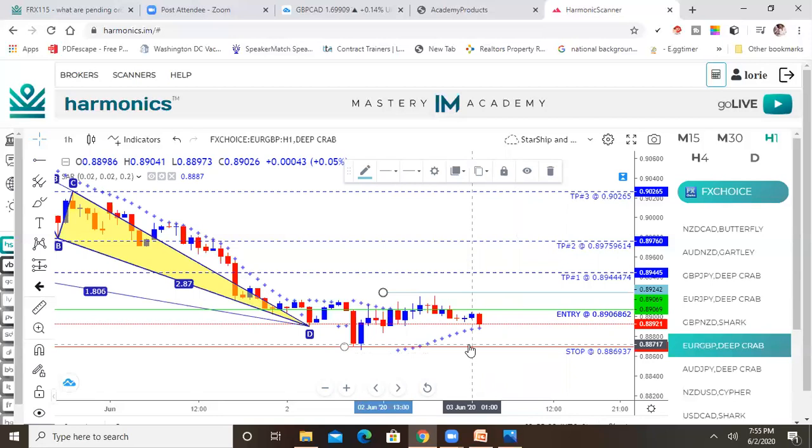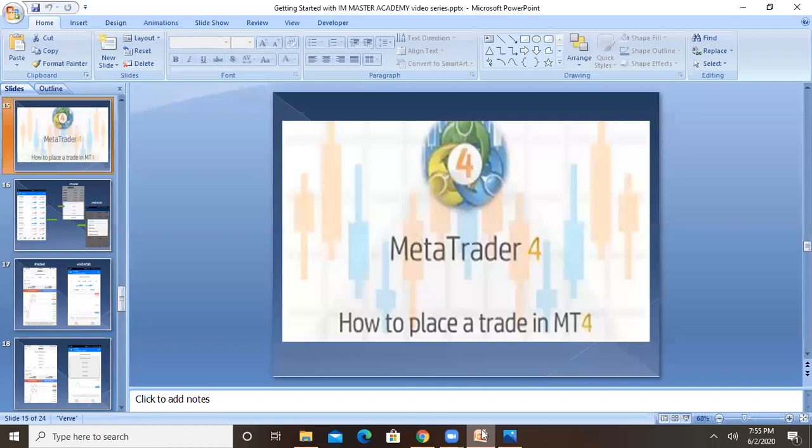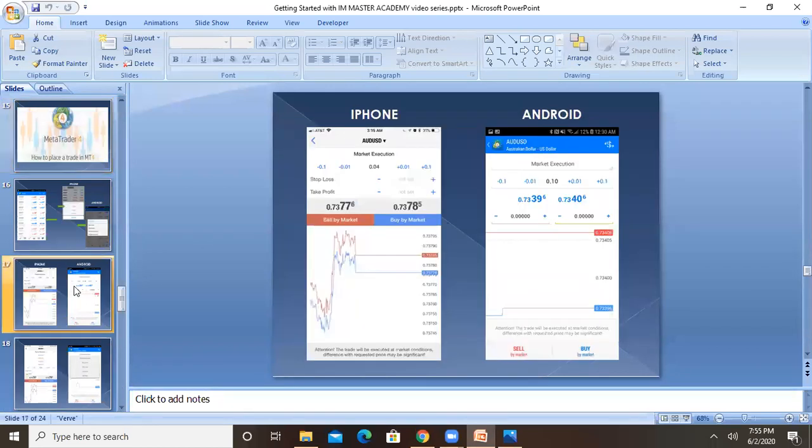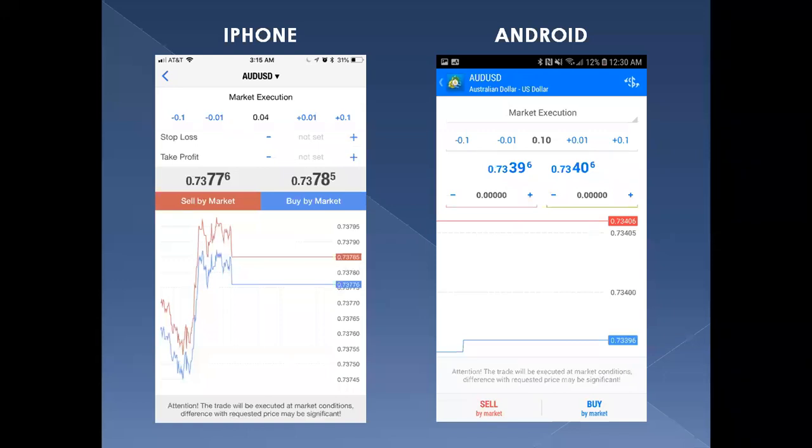Now let's toggle over to see how you place it into your MetaTrader 4. You've got your demo account set up. You've got your live account, whichever one you're working in. Let's look at how this looks when you're placing it into your MetaTrader 4. iPhones, you're on the left. On the right, we've got your Androids.